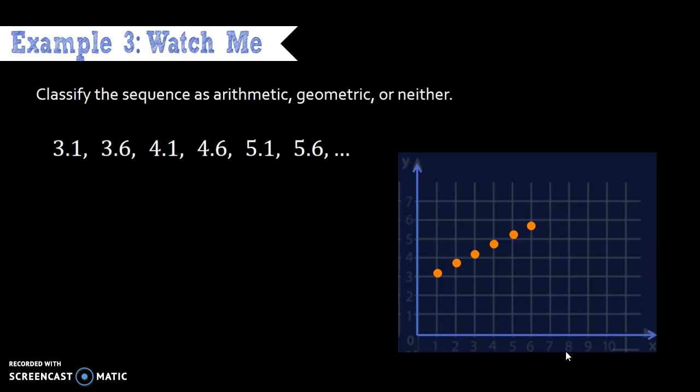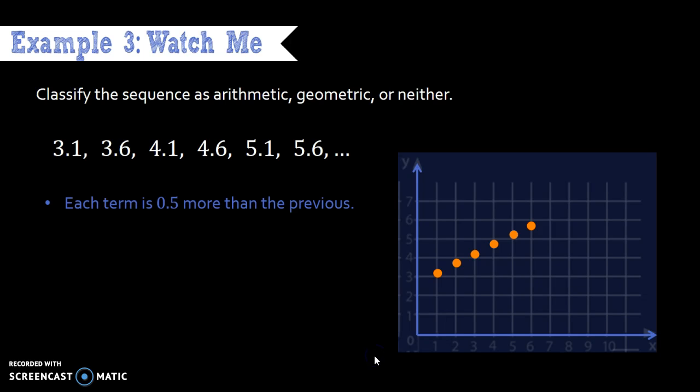Here's an example. Classify our sequence as arithmetic, geometric, or neither. This is the one from the previous learning target. This time we have the sequence going on and on forever, so I could continue to plot points if I wanted to. This would keep going. And we're going to notice the shape of this right here. If we were to connect these dots, I want to know if it would make a linear shape or an exponential shape, and that's going to help us match up either arithmetic or geometric.